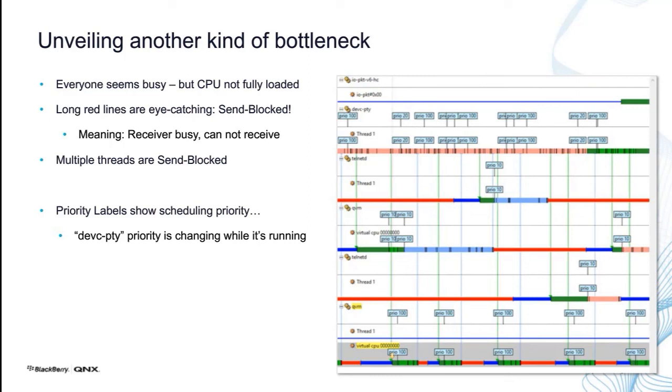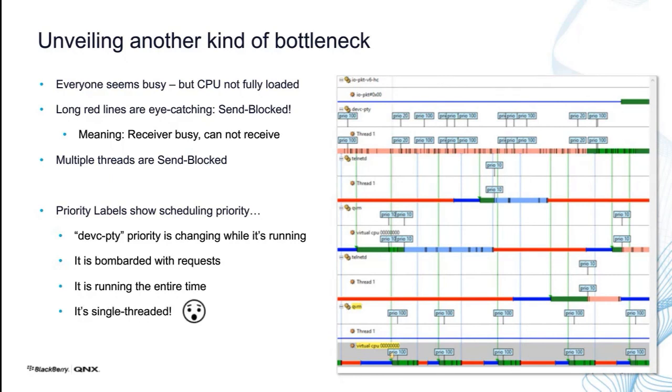Well, when we look closer, we see it's actually bombarded with many, many requests. As soon as it is done with one request, the next is already waiting. So basically, it runs the entire time and is never fast enough to process all requests, although we have enough CPU cores available. So what we find out very quickly here is this thing is single-threaded. So it can only use one CPU core, never more.